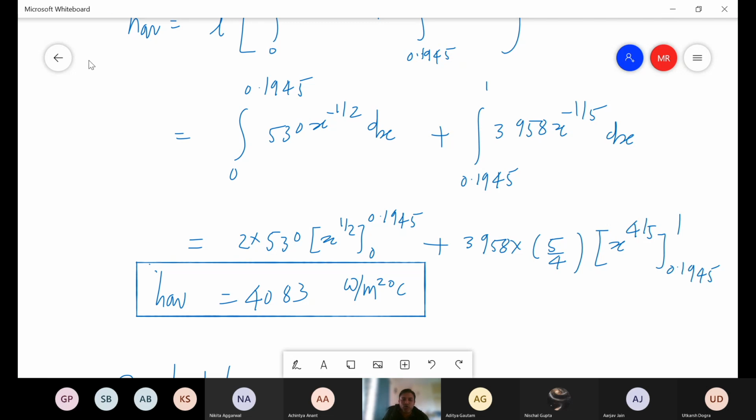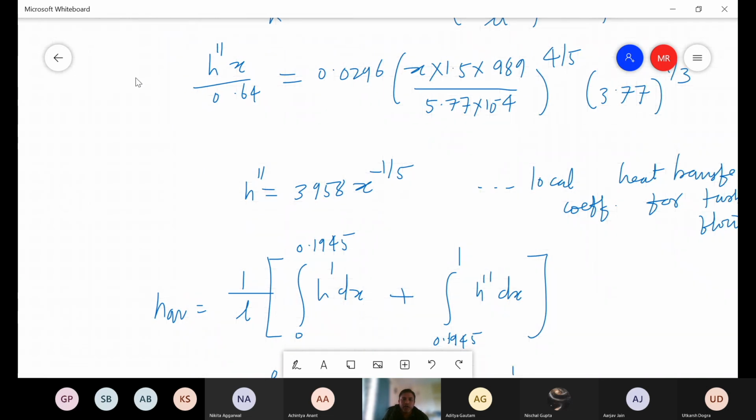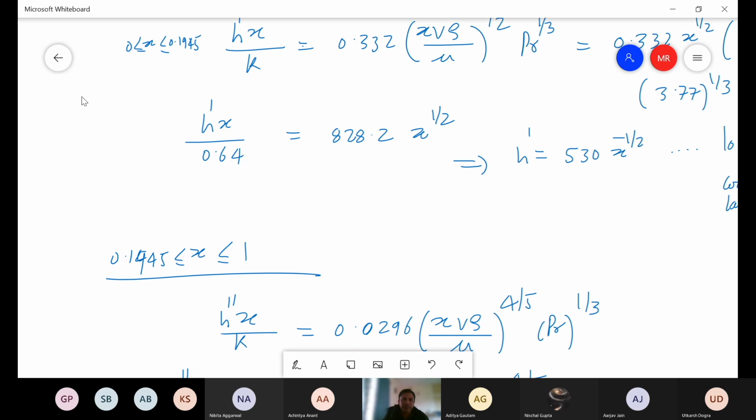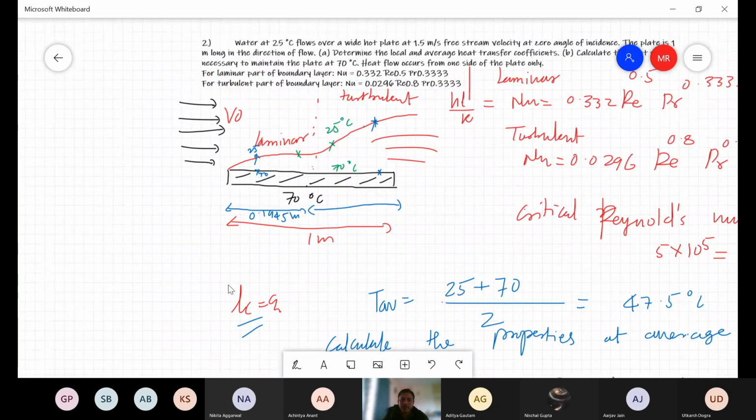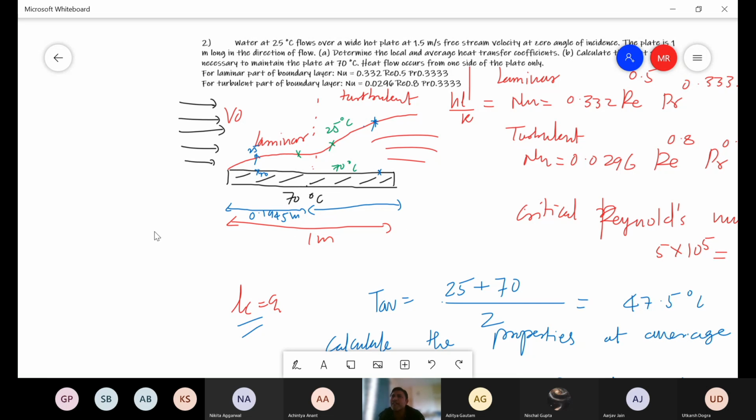Remember, in this case, maybe I'll just go back to the system. Here you can see your heat transfer coefficient is going to vary across this length. Whatever you have here may not remain the same after some distance, even in the laminar region. So you calculate the heat transfer coefficient averaged over the entire length. Is it clear?